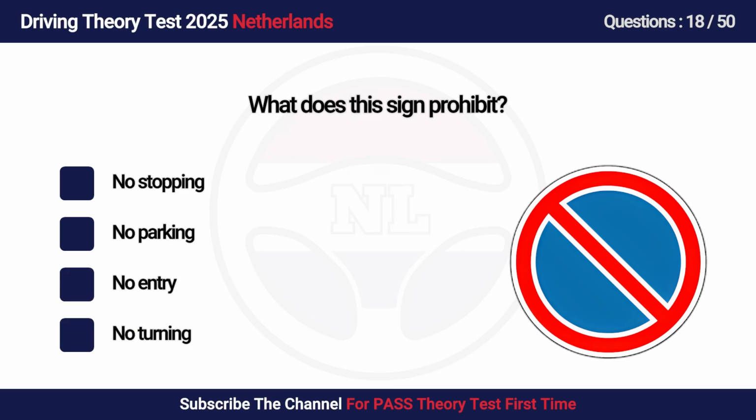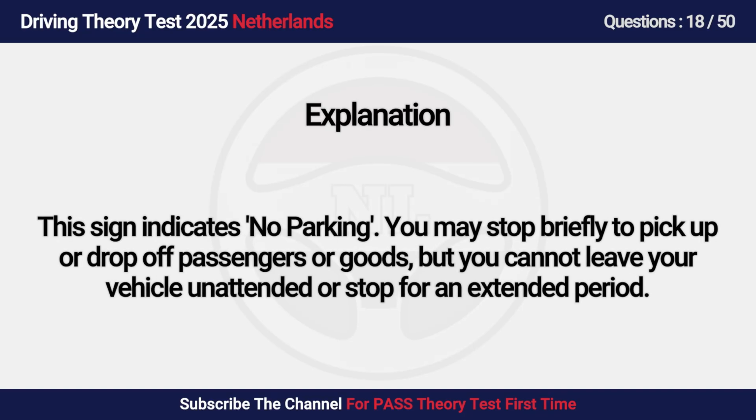A. No stopping. B. No parking. C. No entry. D. No turning. Answer is B. No parking. This sign indicates no parking. You may stop briefly to pick up or drop off passengers or goods, but you cannot leave your vehicle unattended or stop for an extended period.